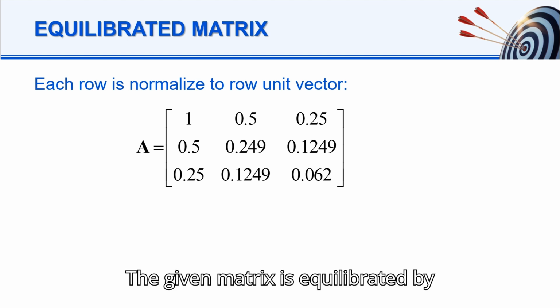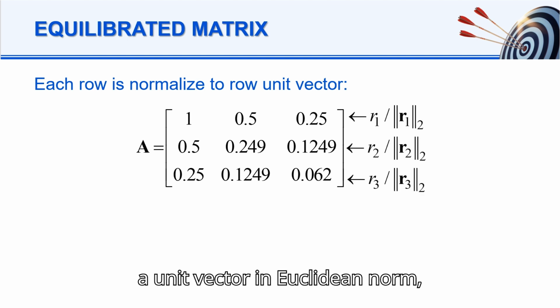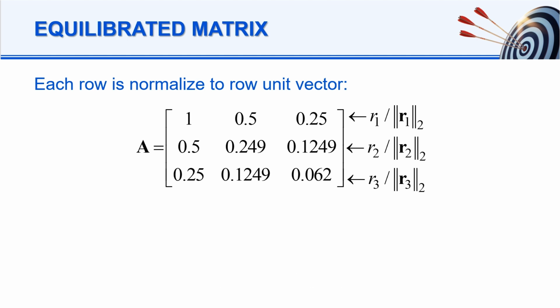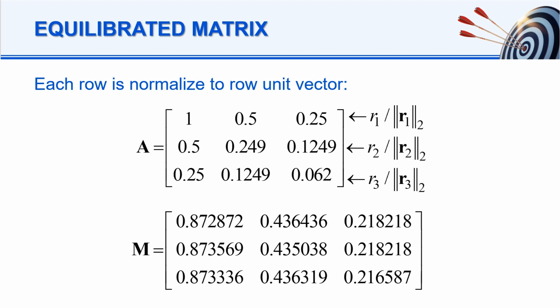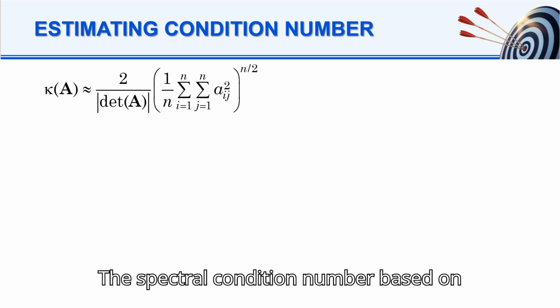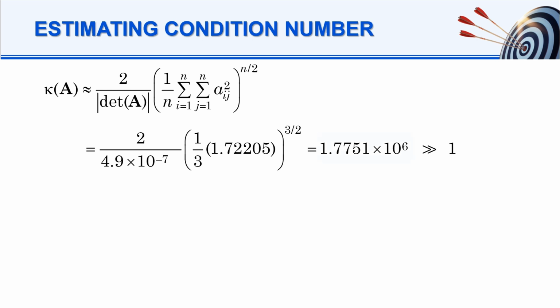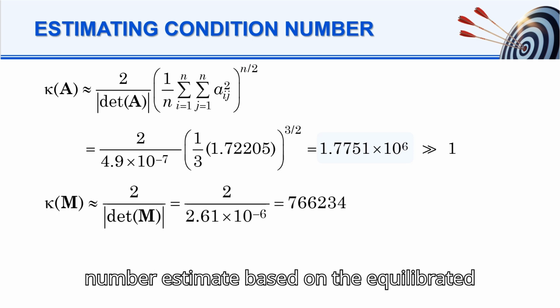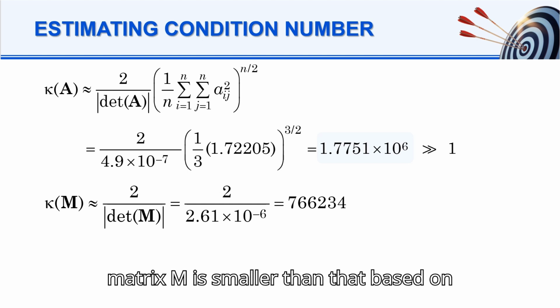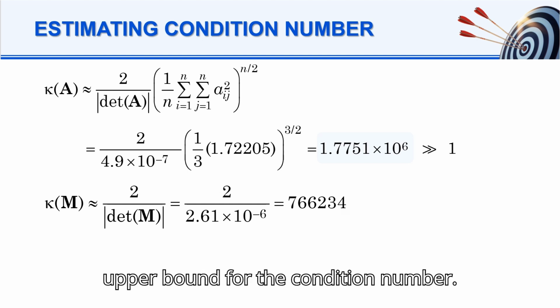The given matrix is equilibrated by transforming each row of the matrix into a unit vector in Euclidean norm, which leads to matrix M. The spectral condition number based on matrix A is estimated as, which is 1.775 million. On the other hand, the spectral condition number estimate based on the equilibrated matrix M is smaller than that based on matrix A. These estimates provide an upper bound for the condition number.